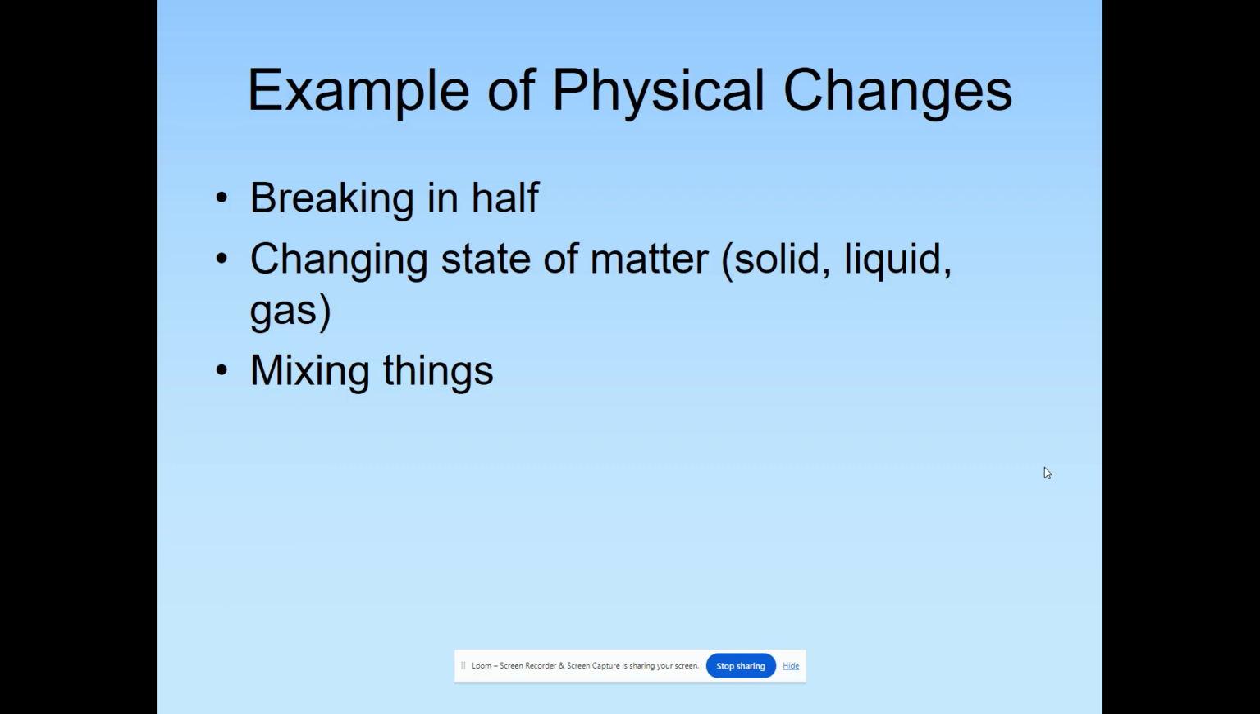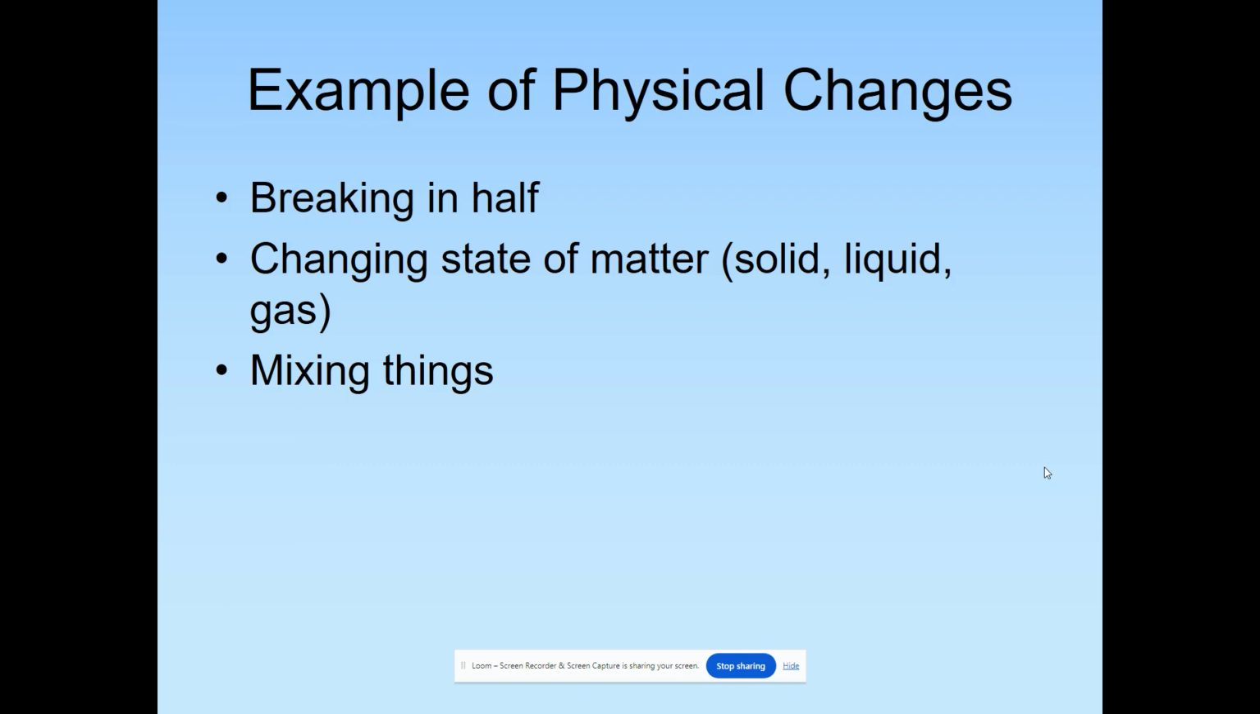One last example is mixing things. So if I dissolve salt in water, what's happening is the salt is just mixing in with the water, right? Dissolving is a fancy word for mixing. So when the salt dissolves in the water, I make salt water. But remember, salt water is a mixture, not a substance, right? The salt water mixture still contains the same substances that we had before the reaction. That's why all of these are physical changes.